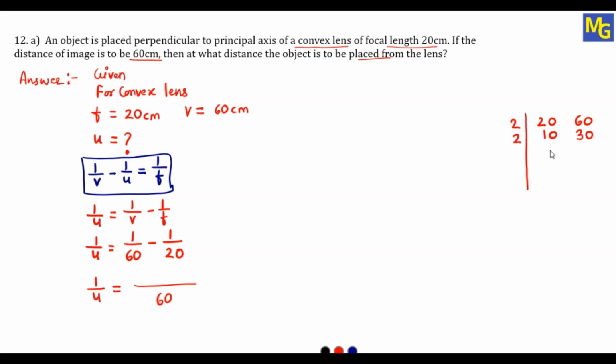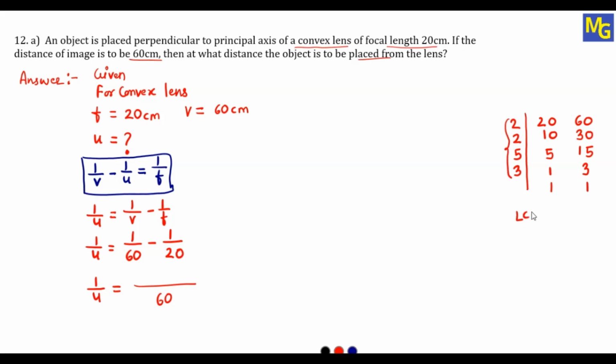Then again 2. 2 5s are 10, 2 1s are 2, 2 5s are 10. Now we will take 5, 5 1s are 5, 5 3s are 15. Now 3, this one is as it is, 3 1s are 3. So see the numbers, multiply these all.